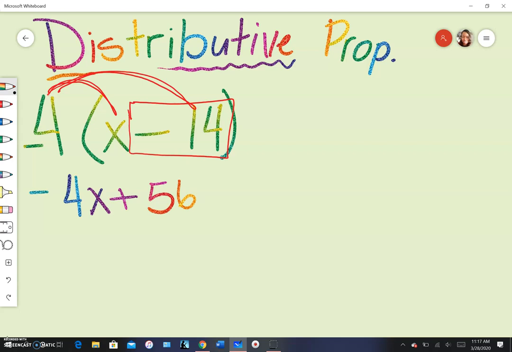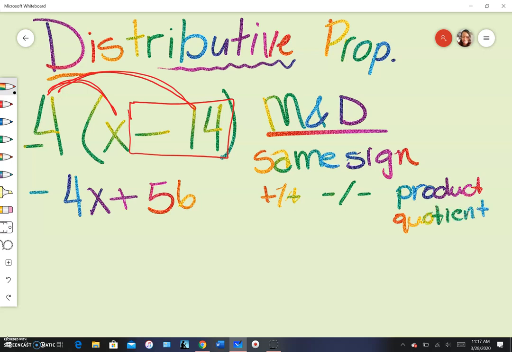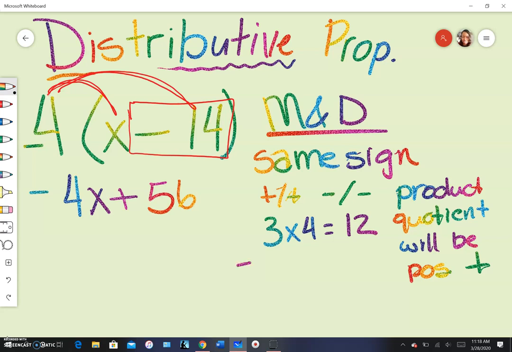For this distributive property, you need to know your multiplication and division rules. So when you are multiplying or dividing, if you have the same sign, so either 2 positive numbers or 2 negative numbers, your product or your quotient will be positive. Okay, so same signs, we're talking you have 2 numbers. If they are both positive numbers, your answer will be positive. If they are both negative numbers, your answer will still be positive.